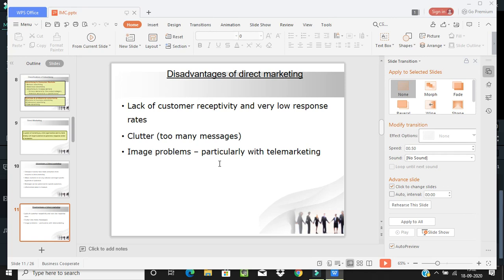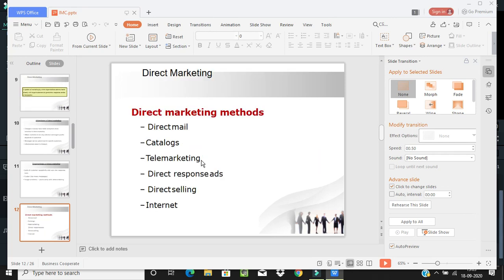Lack of customer receptivity and very low response rates. There is clutter. That means too many messages will be there, which is not useful. Image problem, particularly with telemarketing. Also, some pixels are not big or clear while we are doing direct marketing, or the pictures are in a blurry shape. Now, direct marketing methods are direct mail, catalogs, telemarketing, direct response ads, direct selling, internet.